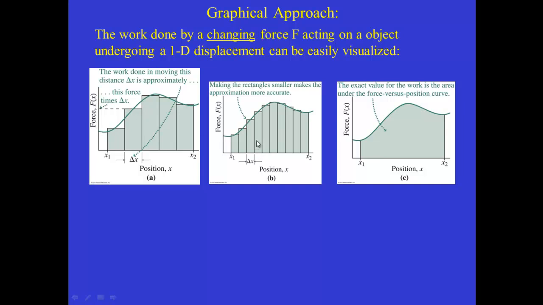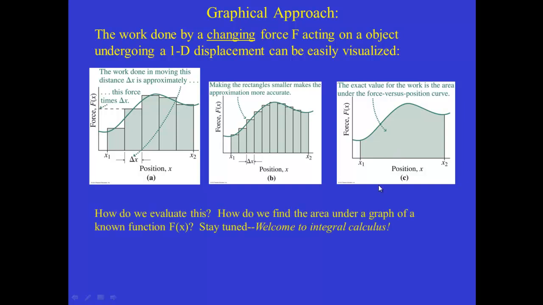So the areas of those shaded rectangles will only be approximately the same as the area under the curve. But we can make the approximation better and better by making more and more rectangles and making the individual rectangles thinner and thinner. If delta x gets smaller and smaller, you can show mathematically that by adding up the areas of all the rectangles, you'll get a better and better approximation to the true area underneath the curve. And the exact value for the work is indeed the area underneath the curve, which here is the gray shaded area.